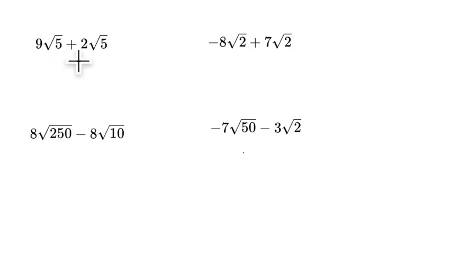So 9 square roots of 5 plus 2 square roots of 5 equals 11 square roots of 5. We're adding two terms that had square root of 5, so all we had to do is add the coefficients. It's a lot like adding 9x plus 2x. That equals 11x.